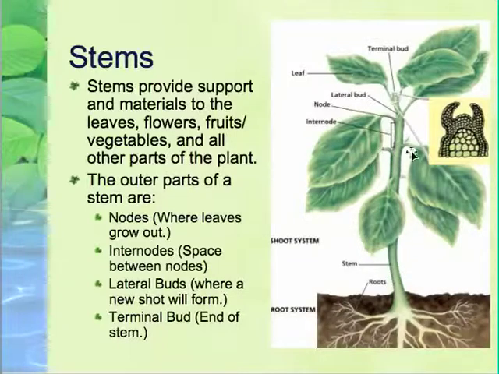We have the stem proper. We have the internodes, which is the space between nodes. We have the lateral buds where the offshoots or the branches will branch off. And we have the terminal bud where the stem will continue to elongate or grow.